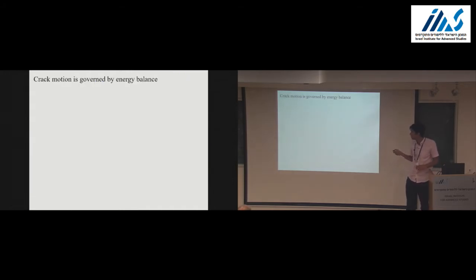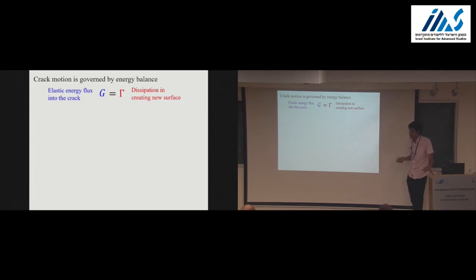If we go back to fracture mechanics, which we heard about a few times today, then we know that to propagate a crack, we need to pay some energetic cost to break bonds. And the energy to break the bonds comes from the elastic energy in the material. And this elastic energy flux must equal the dissipation in creating the new surface.